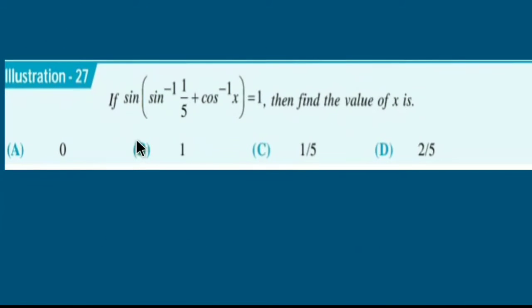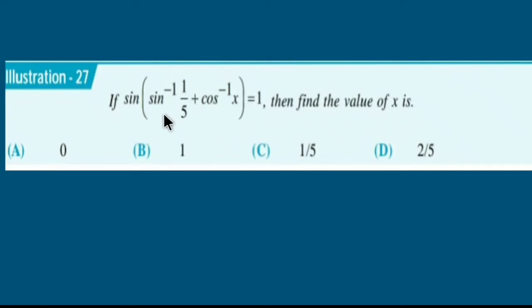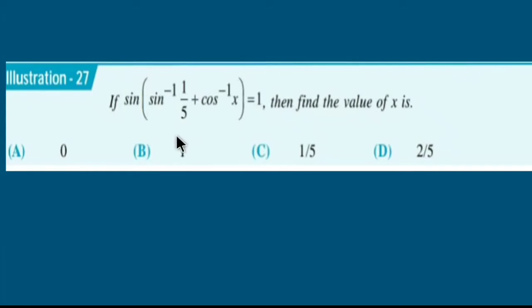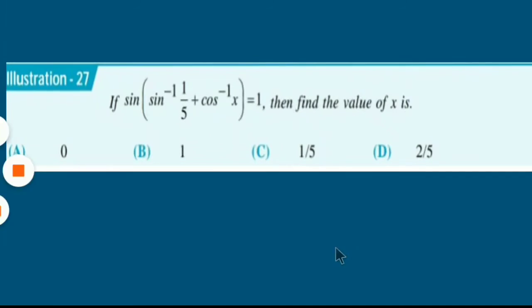So let's see, if sine inverse 1 by 5 plus cos inverse x is equal to 1, then find the value of x. So here we have sine inverse x plus cos inverse. If both of them are sine inverse or both are cos inverse, then it is easy to handle. So here you have to use something like the sine (A plus B) formula, and then go ahead, try yourself, and then I will give the hint and solution. So pause the video and find the solution, and then watch.